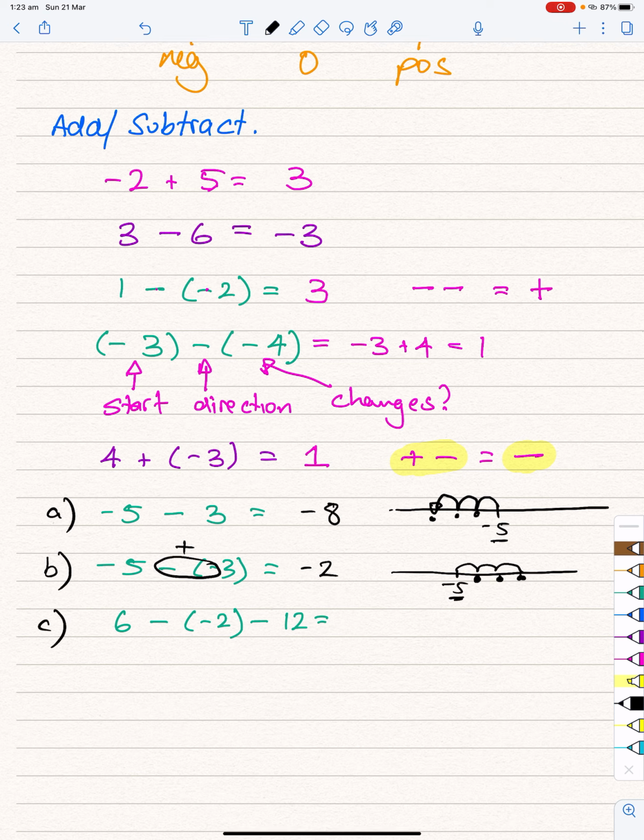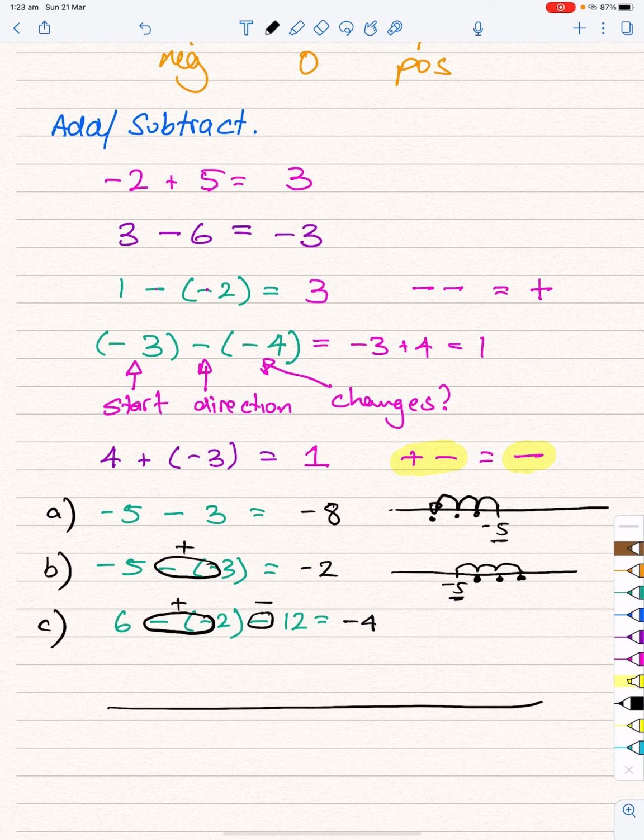All right. Finishing off with the last one. I'm going to start at 6. I'm going to plus on 2. That gives me 8. And then I'm going to take away 12, and 8 take away 12 is -4.